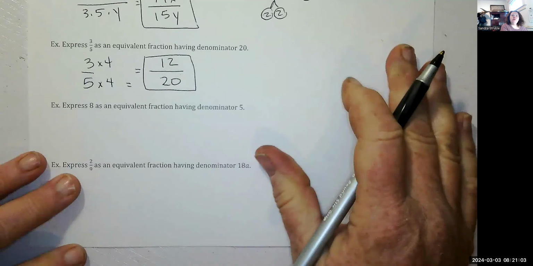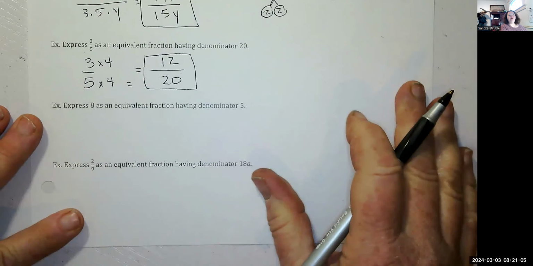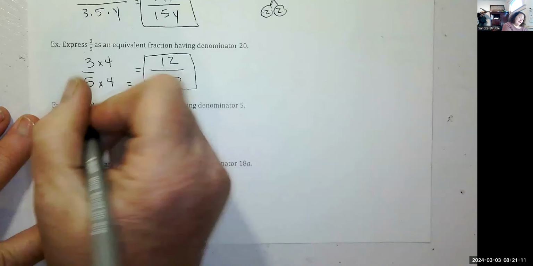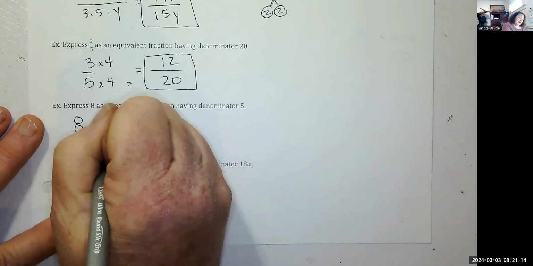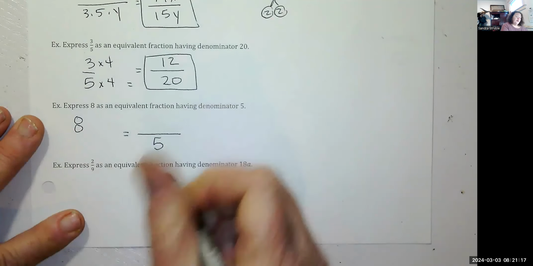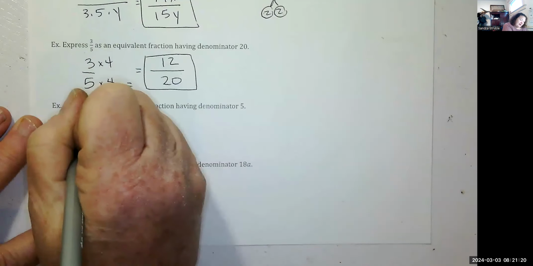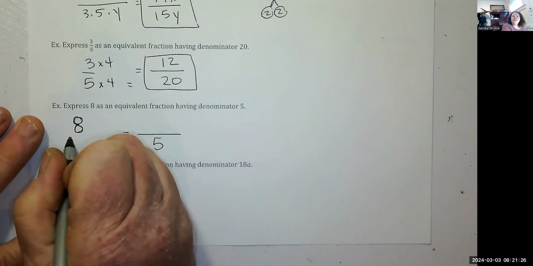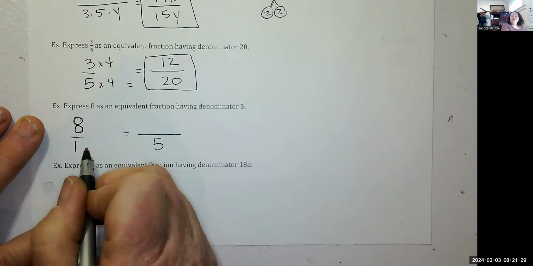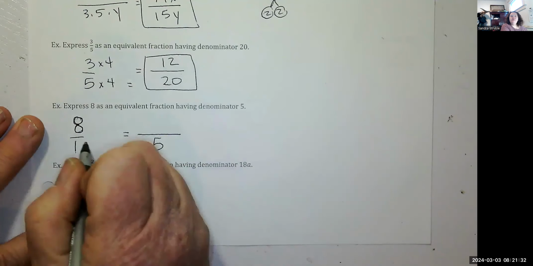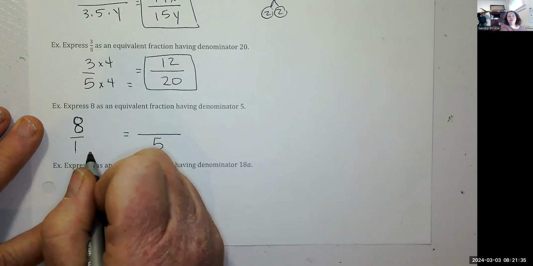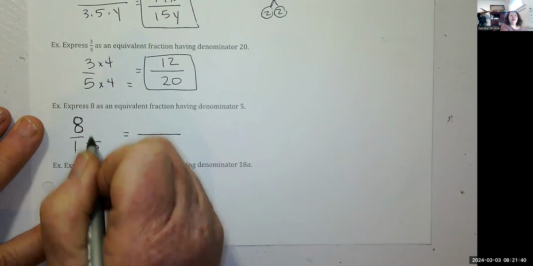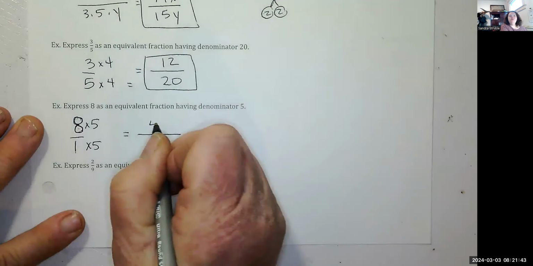Attempt this next one yourself. Express 8 as an equivalent fraction having denominator 5. This one's tricky. Maybe we should work through this one together. So if you have 8 and you want to have a denominator of 5, what is the denominator for 8 right now? Well, that's the first thing you need to understand. If you have a whole number, the denominator is always 1. All right. So how do we get 1 to become 5? And we can't add or subtract. It's got to be multiplication or division. Those are your only 2 options. So 1 times 5 is 5. What we do to the bottom, we have to do to the top. 8 times 5 is 40.